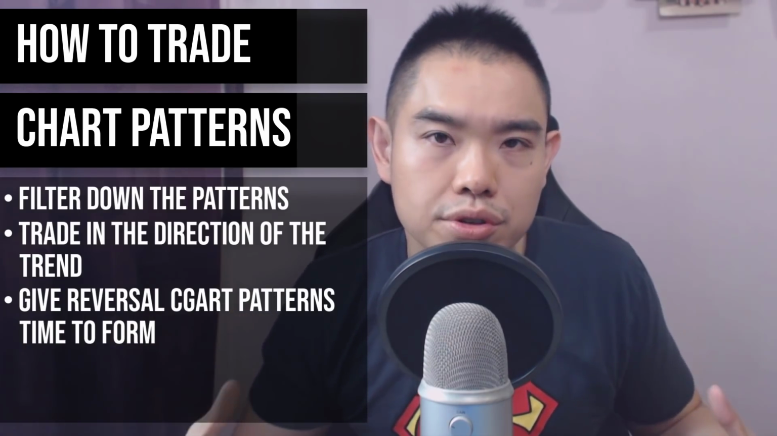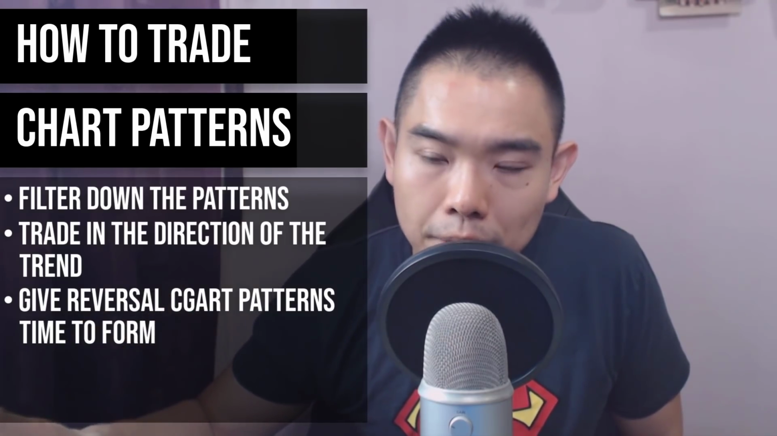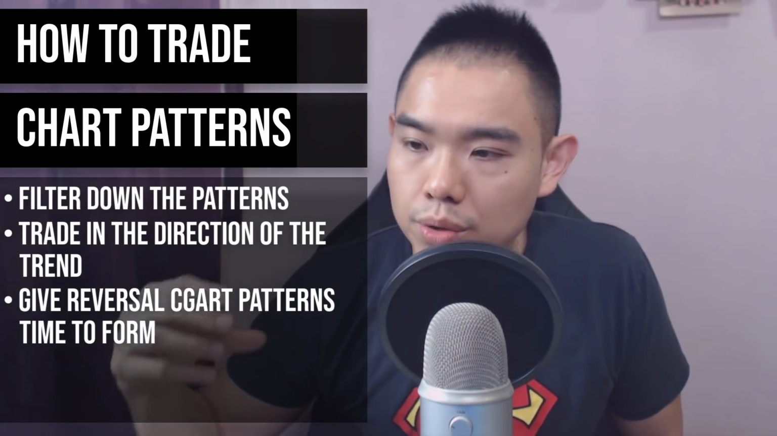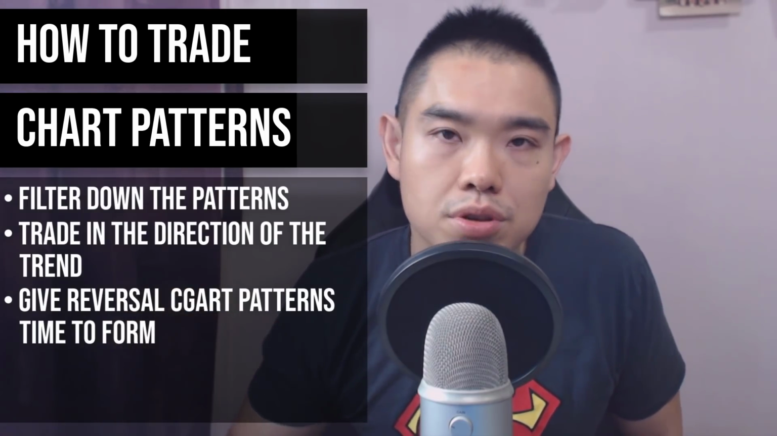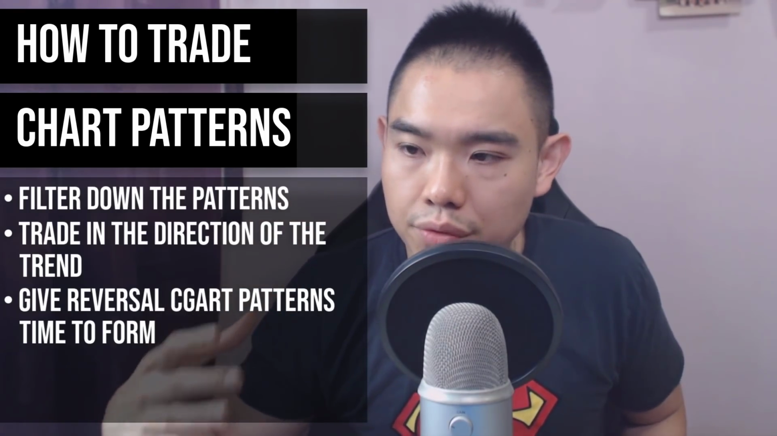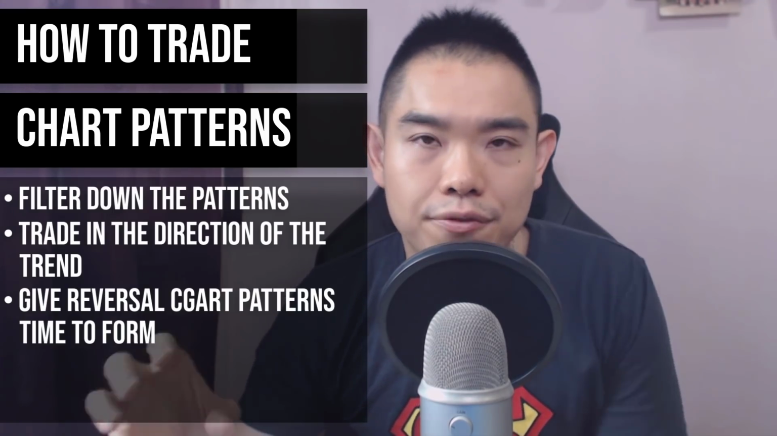So when you want to trade reversal chart patterns, my guideline is to give it at least 80 candles to form, so you can see the boundaries on the chart. They are much more obvious. So when you want to time your entry, when you want to place a stop loss, it's much easier to actually locate it and define it on the chart after the reversal chart pattern has taken time to form.